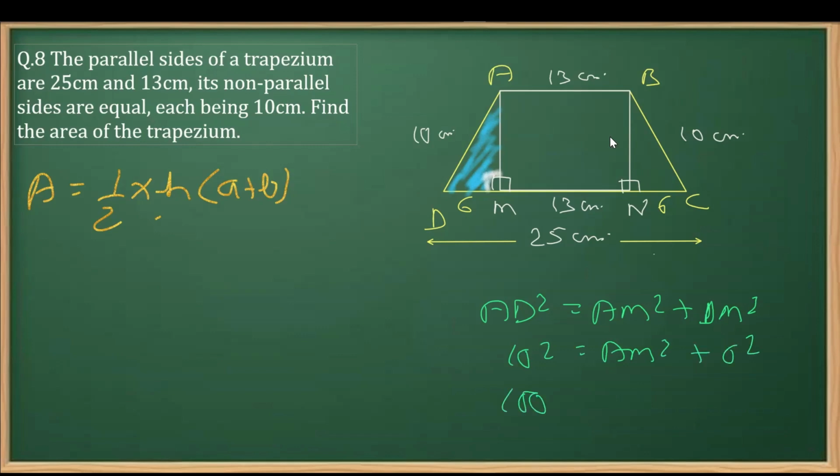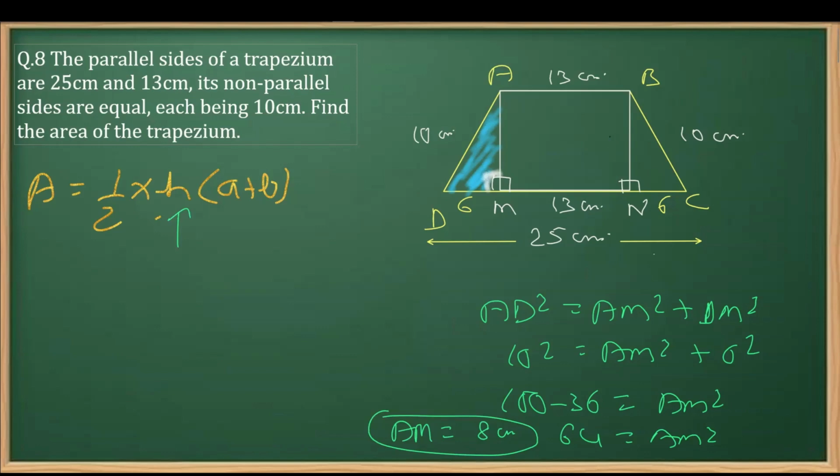This is 100 and this is 36. So 100 minus 36 is equal to AM square. So this is how much? 64 is equal to AM square. That implies the length of AM is how much? We can get AM as under root 64, which is 8 centimeter. So check here, now we got the height. Here onwards, we can just plug in the values to get the answer.